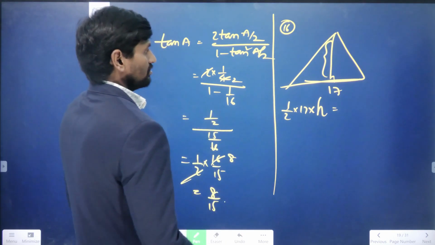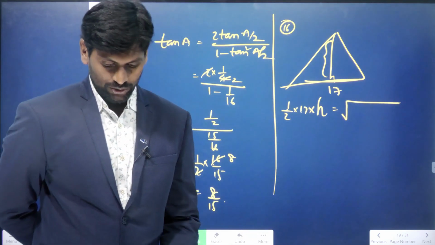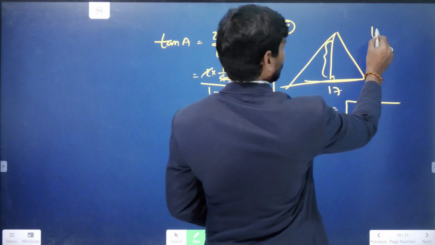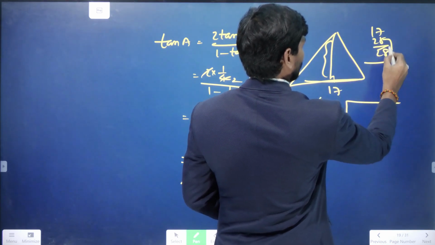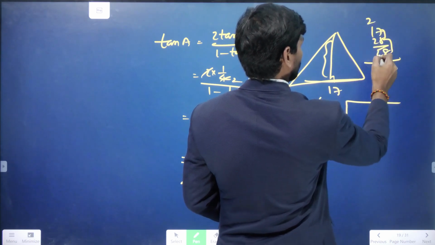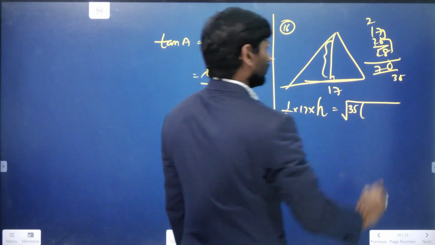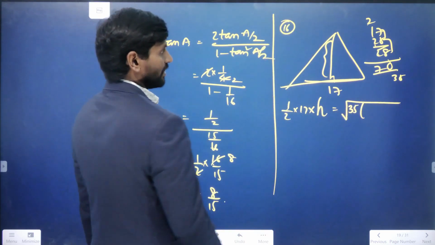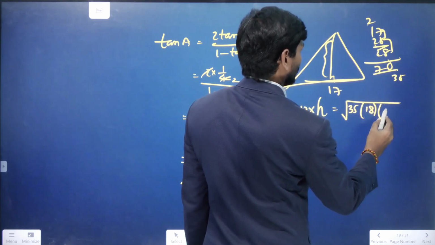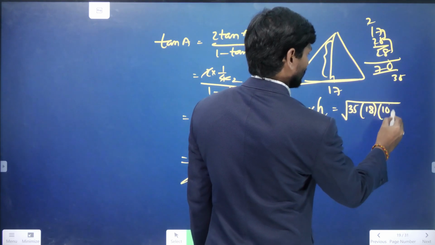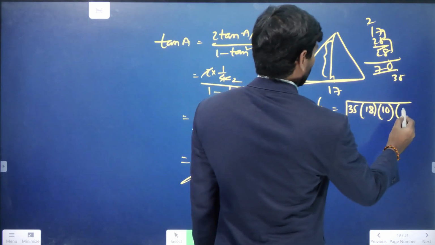So root over s, that means half the sum of all sides, 17 plus 25 plus 28, which is 70. So s value is 35. So s into (s minus a): 35 minus 17 is 18, 35 minus 25 is 10, and 35 minus 28 is 7.